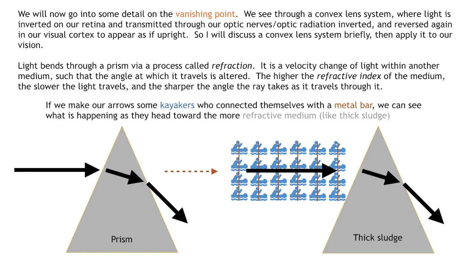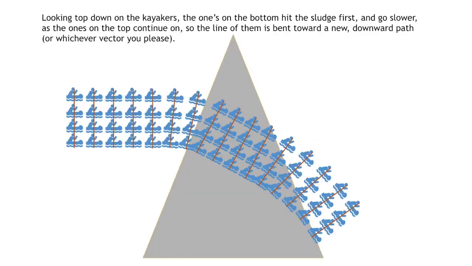Once the ray is closer to exiting the surface along this angle, now the top portion hits the air soonest, and they start to go faster essentially, while the bottom part remains slow, and this light then gets bent downward. So looking down on the kayakers, the ones on the bottom hit the sludge first and go slower as the ones on the top continue on, like we talked about, so the line of them is bent toward a new downward path, or whichever vector you please. Left to right, so on and so forth, looking top down, looking side on, either way.